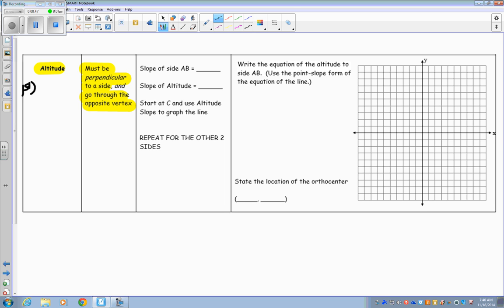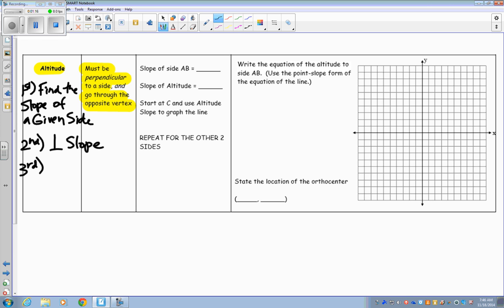you might need to record these steps, is to find the slope of a given side. Okay. So first we're going to find the slope of a given side. Second, because it has to be perpendicular, you're going to need to find the perpendicular slope.